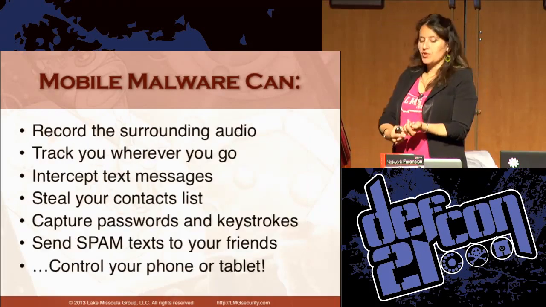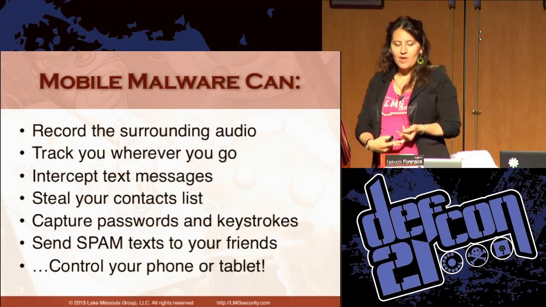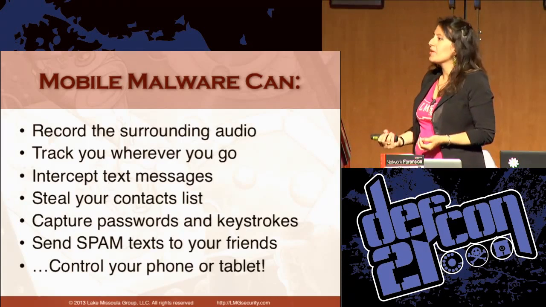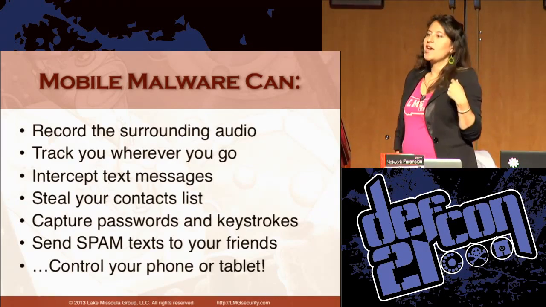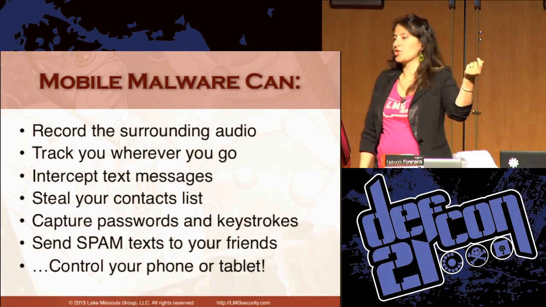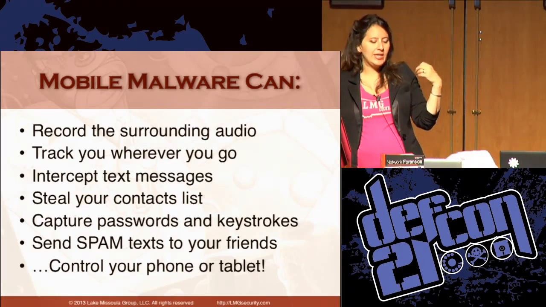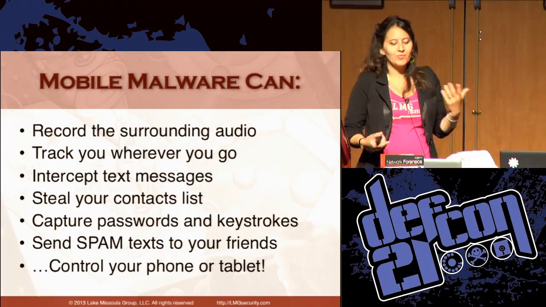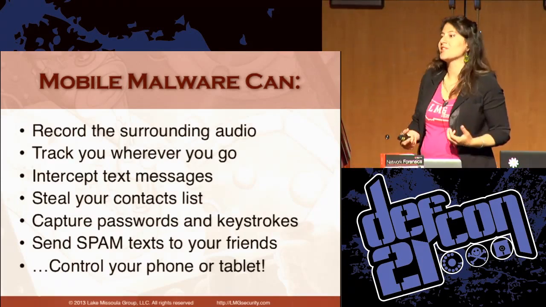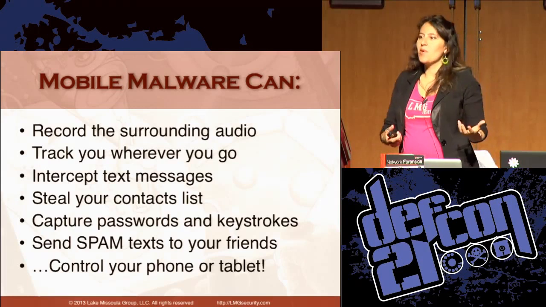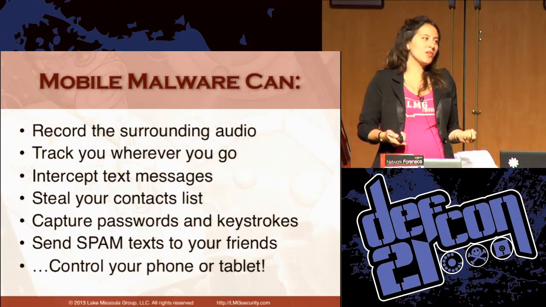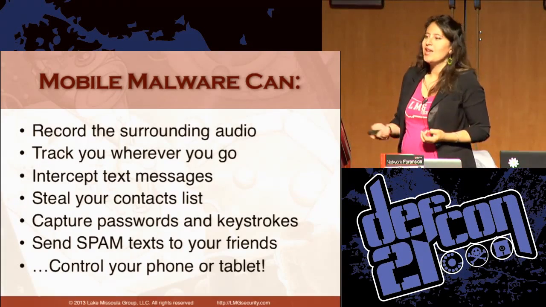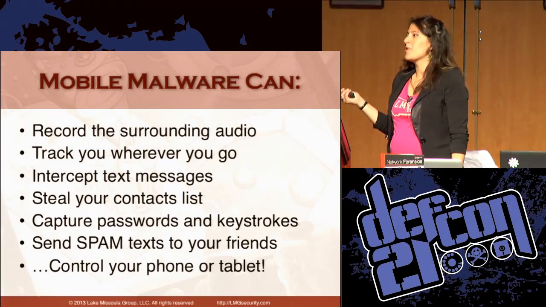Mobile malware can record surrounding audio. It can track you wherever you go. It can intercept text messages. It can send out your contacts list to the attacker, which is something we're going to show you later today. In doing so, they get more lists of people to attack, the same way that spam works with normal email. We're probably going to see a lot more text spam, the same way we see email spam. It can, of course, capture your passwords and keystrokes and control your phone or tablet in the same way you can.